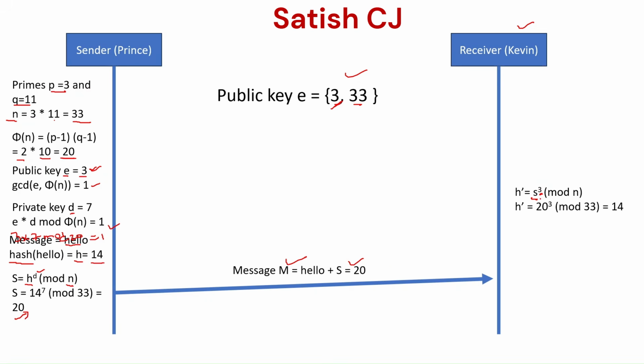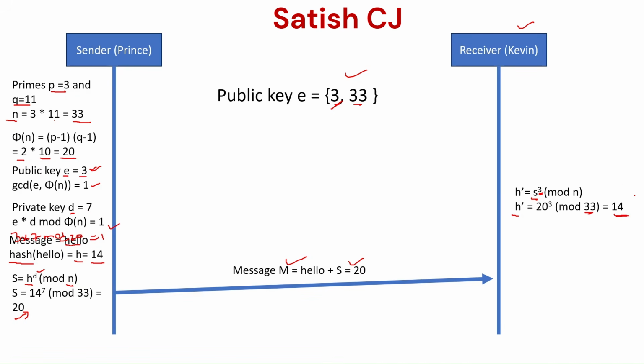This is the public key. So he's going to take it mod n. So n is 33. Again, it is part of the public key. So he is able to compute h dash. When he performs this, you'll be able to get 14, which is actually the hash. You'll be able to perform this only when this has been encrypted, or signed, using the private key of the sender.